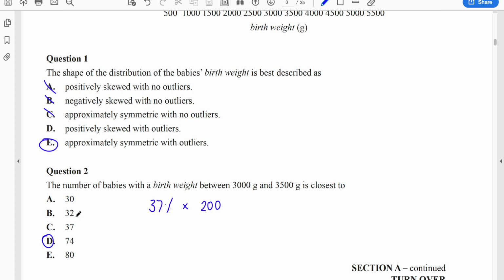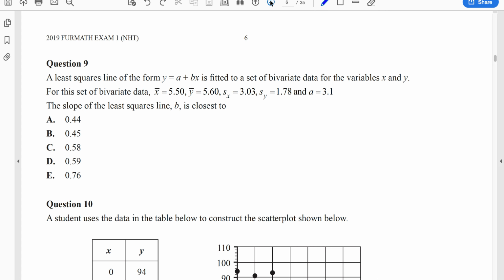So as you can see, of course, they put this one on the list because they know that students are going to misread the histogram. And that's unfortunately what happened for a couple of you. I'm going to skip ahead to question 9.